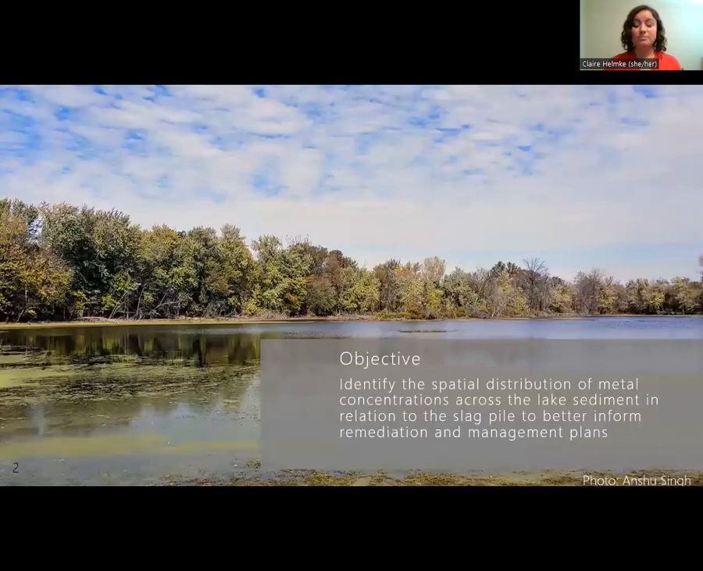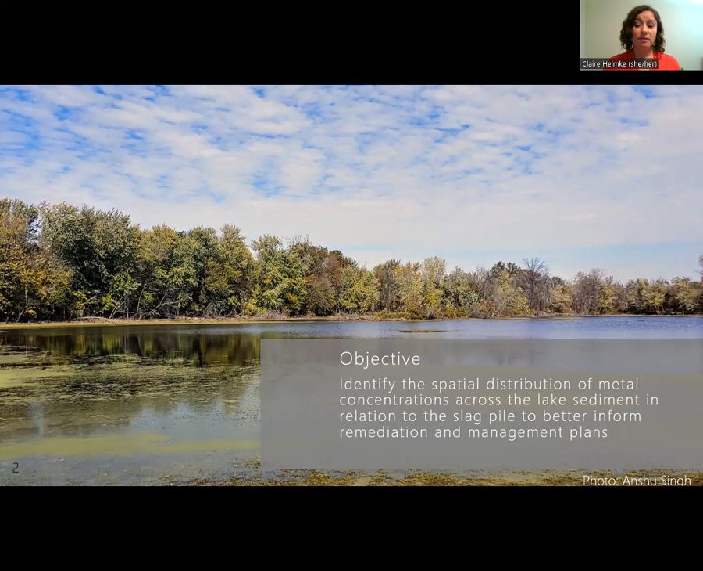This leads us to our objectives, which is to identify the spatial distribution of metal concentrations across the sediment to better inform remediation plans for this site and similar locations. If we can figure out where in the sediment metal concentrations are most focused, then we can target remediation efforts.